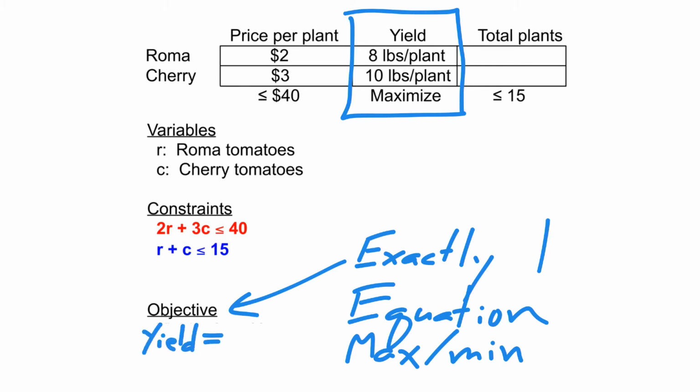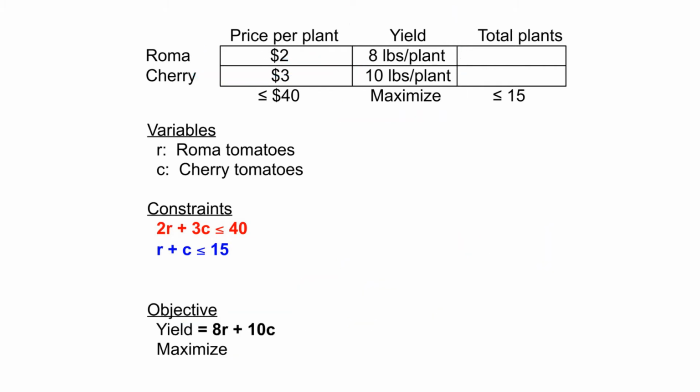And so how would I calculate the total yield? Well, again, I can just go down that table. Notice it is 8 per Roma, so that means it's 8R. And it's 10 per cherry. Every time I can say per, that means multiply. So 10C. Now, I'm just trying to maximize that. That's how I calculate it. Yield equals that. And so I'm then going to note with that equation that I'm trying to maximize it, because I want to later remember that I'm trying to find the biggest number out of that.